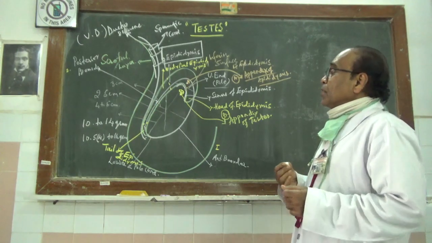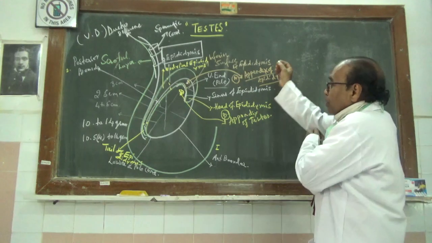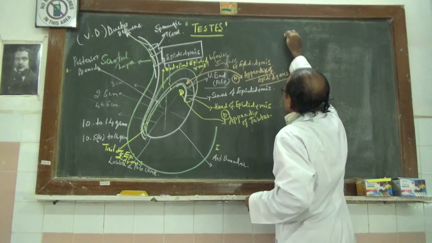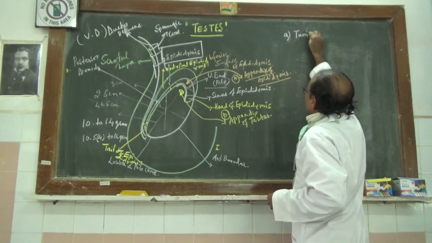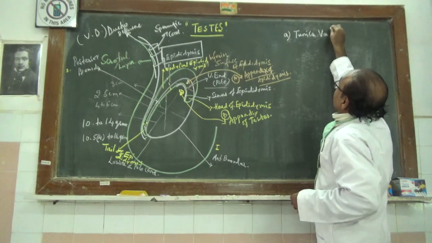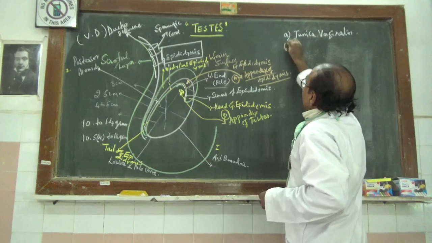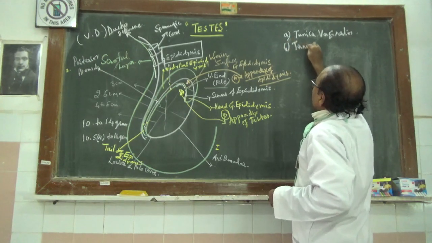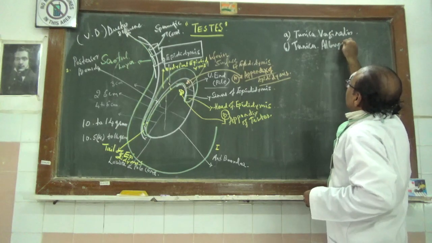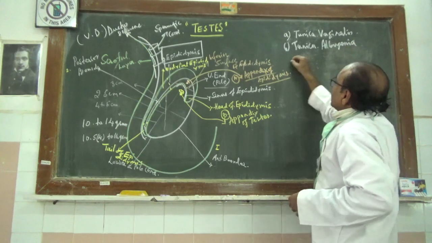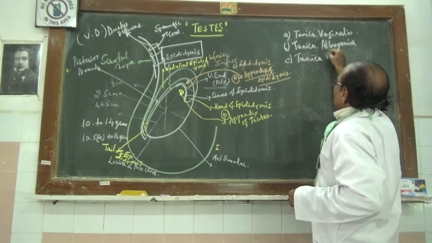Testis at the level where the coverings of the testis. The coverings of the testis are A, tunica vaginalis, B, tunica albuginea, and C, tunica vasculosa.